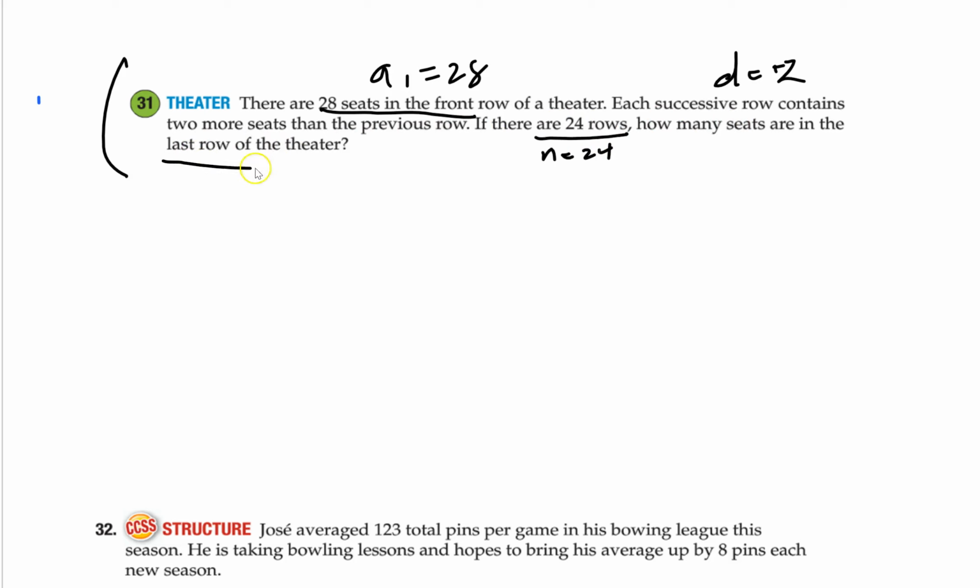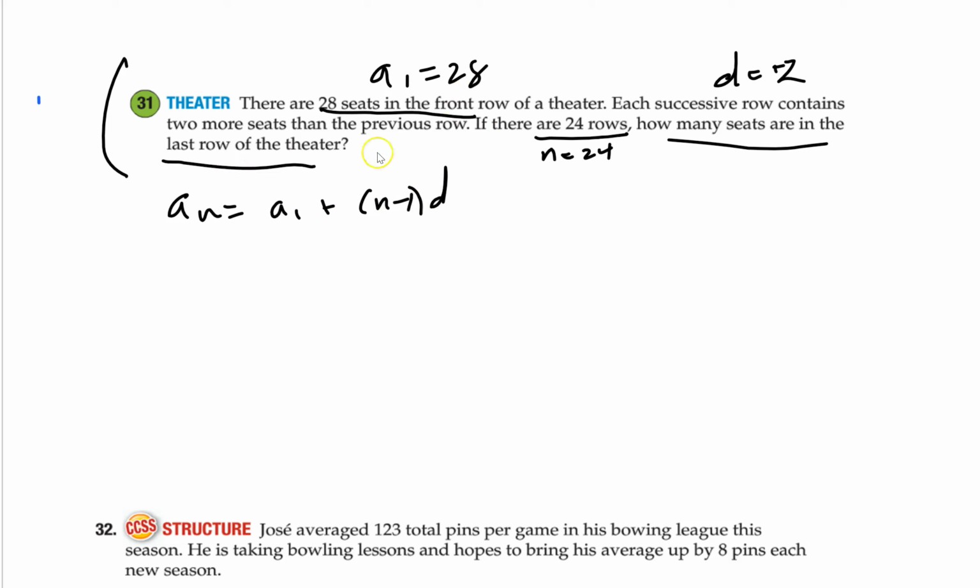So the very key thing here is: are you asking me a sum formula or a term formula? It didn't say total anywhere. So I'm actually not going to do a sum. I'm going to do a general AN formula. If it said total, I'll do a sum one, but all it's asking for is how many in the last row. So I'm doing this.